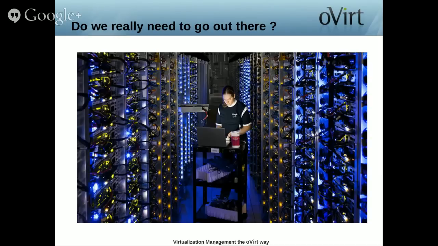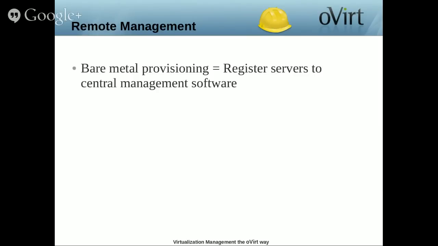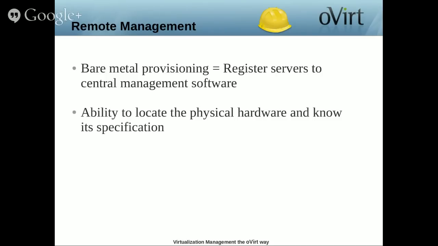So what do we want to achieve with remote management in this part? Firstly, we want to have the bare metal provisioning. We have the server inside our data center, and now we want it to register somehow to one central management system. When we have that, we have the ability to locate the physical hardware. The management system is supposed to give us enough information to know where it is physically and know its specification, to know what it is able to do. After we have this, we can configure and monitor it as we saw before.